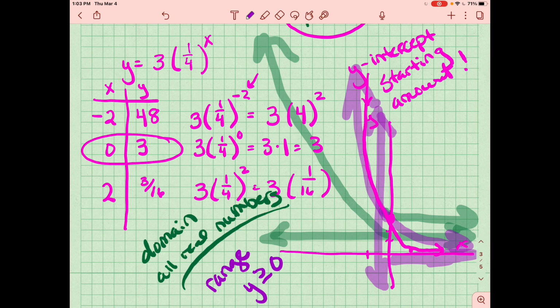So this is pretty typical, these two answers for exponential functions. You're going to do some practicing in Alex, and let me know if you get stuck on anything. I'd be happy to help.